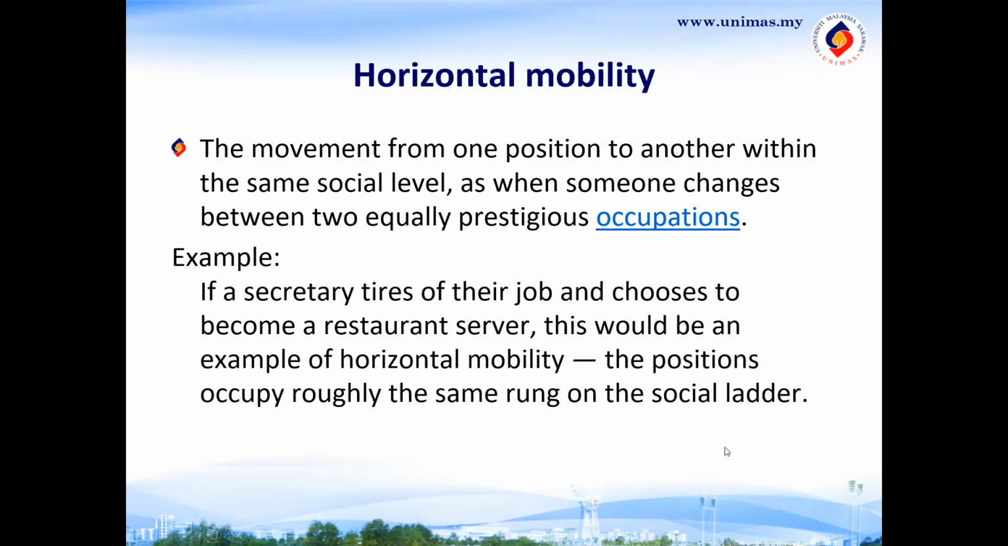Example, if a secretary becomes tired of their job, has been there too long, and chooses to become a restaurant server, stops working in an office and works as a helper at a restaurant, this would be an example of horizontal mobility, whereby the positions occupy roughly the same rung on the social ladder. They are not moving up or down, maintaining about the same level.